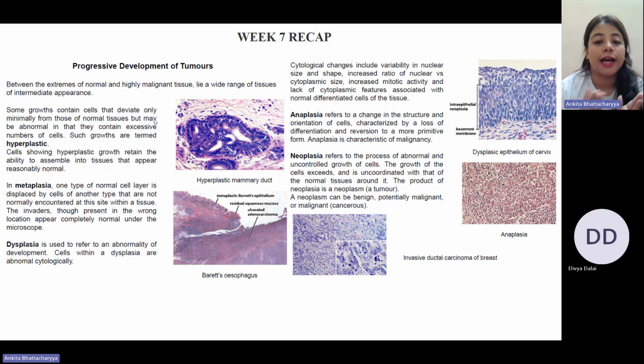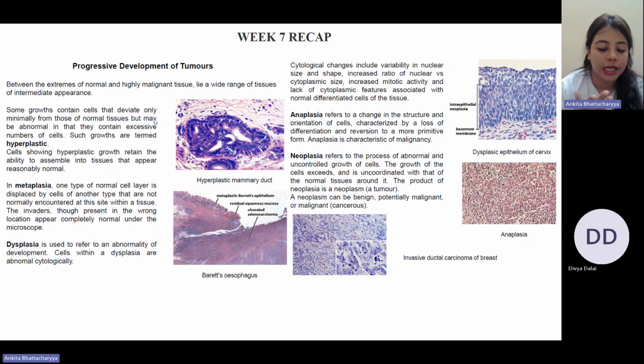And finally, we have neoplasia. Neoplasia refers to the process of abnormal and uncontrolled growth of cells. And those cells are known as neoplastic cells. The growth of the cell is excessive. It is uncoordinated with the normal tissues that are surrounding it. And the product of the process of neoplasia is a neoplasm, which is a tumor.